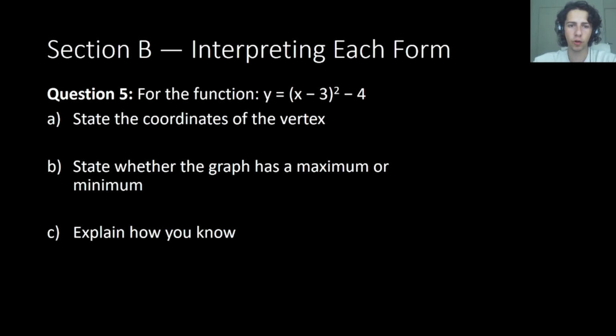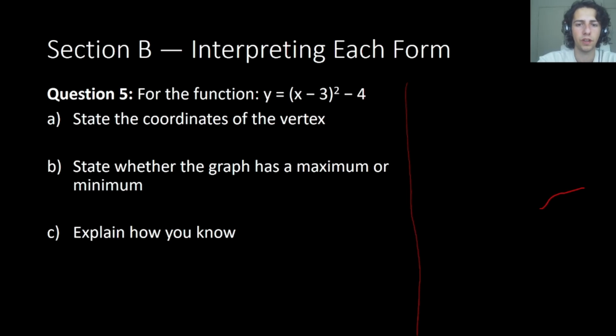Question 5. For the function y is equal to (x minus 3) squared minus 4, state the coordinates of the vertex. State whether the graph has a maximum or a minimum, and explain how you know. Now, if we look at this function here, we can see that it's in vertex form. And because we're looking at the vertex, we have to make sure that the function is in vertex form.